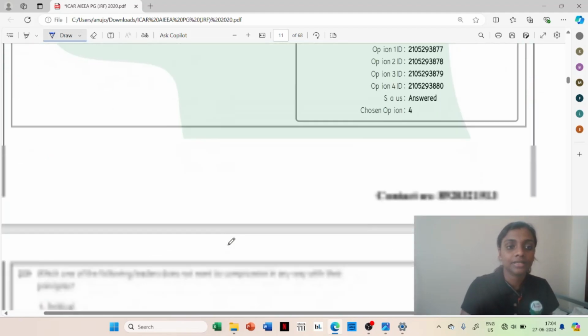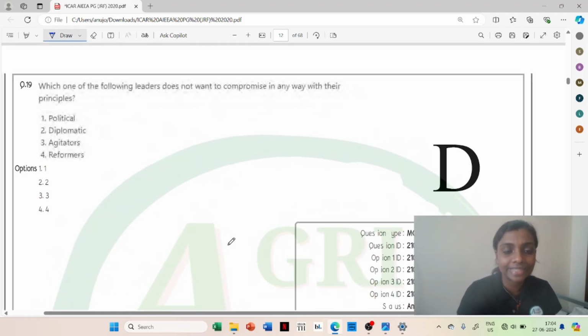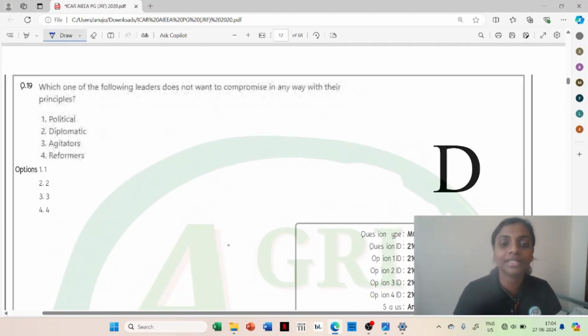Okay. Next question. Which one of the following leaders does not want to compromise in any way with their principles? Does not want to compromise. They are very stubborn and they stick to their principles. Okay. So we will see, first one is political leader. To be in politics and to act in politics, there should be some compromises, and they will compromise with other political parties, other local leaders and all. So we can't say this is the answer. This is a wrong answer.